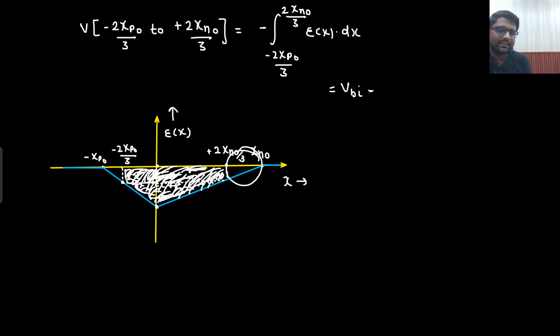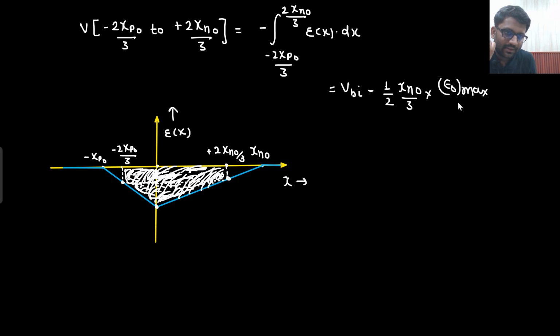How much will this area be? This area would be half into base. What is the base? The base is xn naught by 3 into height, the electric field at this point, and that came out to be E naught max divided by 3. Say yes or no. Half into base, xn naught by 3, into the electric field at this point, E naught max divided by 3, minus half into, what will be the base? The base here will be xp naught by 3, multiplied with the electric field at this point, which again came out to be E naught max divided by 3.